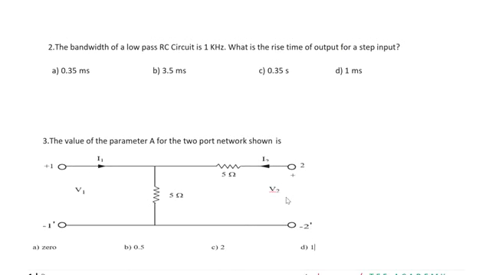Next one here. The bandwidth of a low pass filter is 1 kilohertz. What is the rise time of the output for a step input? So solve the problem. Okay, so I'll tell the answer. Now the important formula here is bandwidth into rise time is a constant. This is 0.35 here. Now I want TR is equal to 0.35 divided by bandwidth. So 0.35 divided by 1000. So it is nothing but 0.35 milliseconds. So yes, that is the right answer for this question.